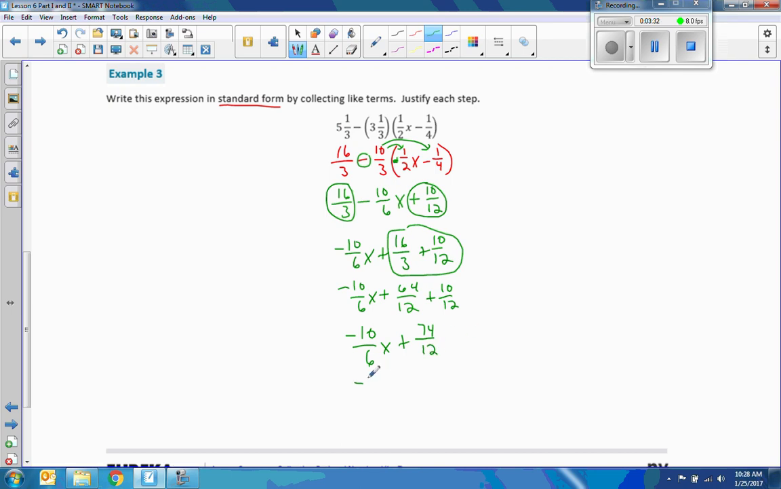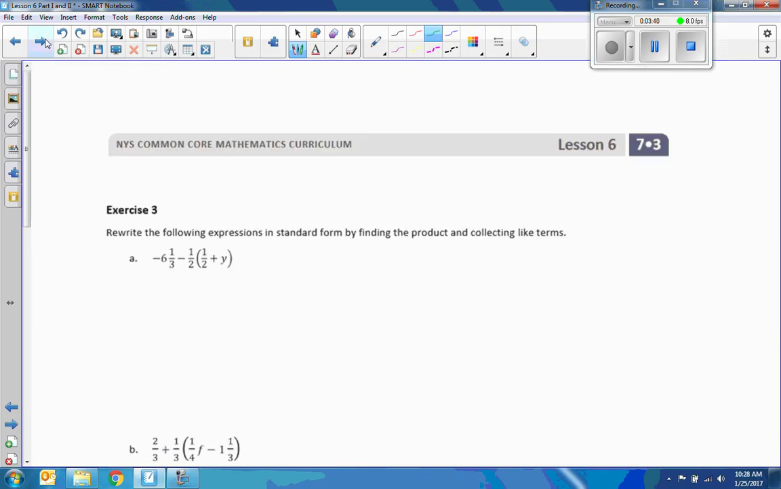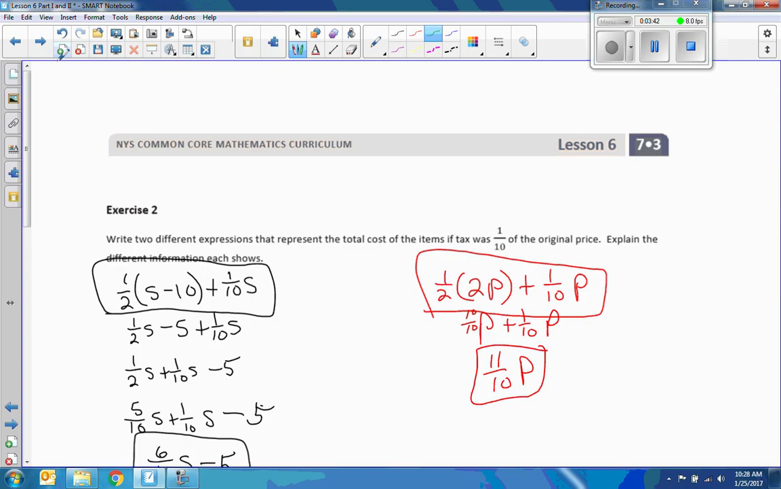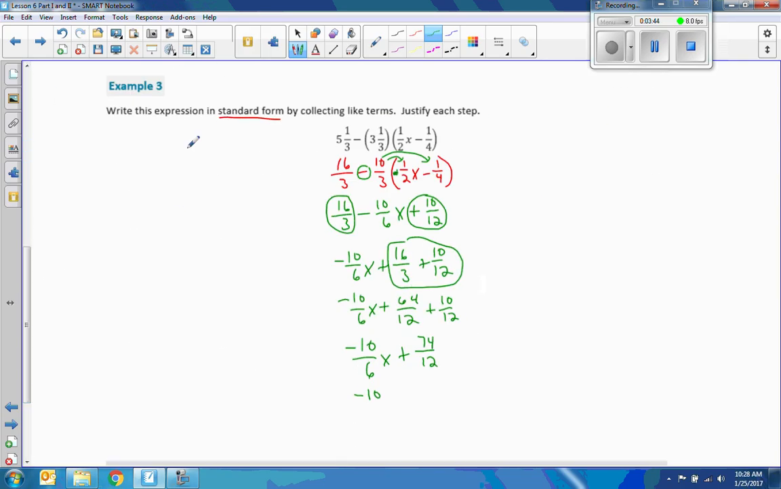Okay, I'm going to just reduce that now. 10/6 reduces to, oh, what just happened there? Erased too much. Okay, just erased too much. Let me just rewrite this then. I lost track of where I was for a moment.